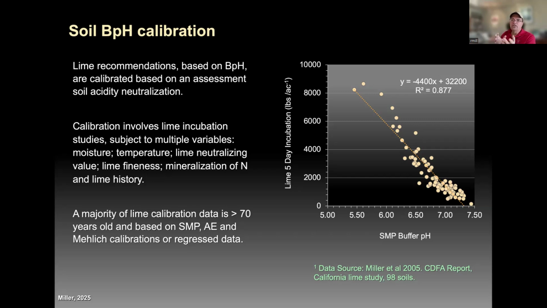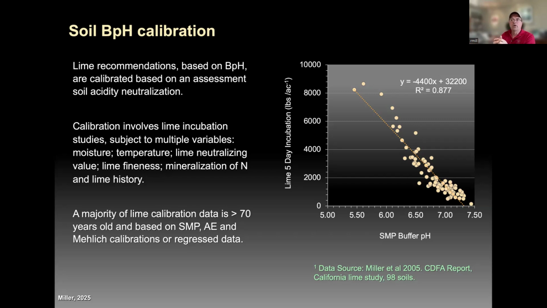And this is not a terrible R-square, 0.87. That's kind of typically what we found. The only method that wasn't correlated very well was Adams-Evans, but the Mehlich, the Woodruff, and the SMP were all very similar. So this calibration involves incubation.